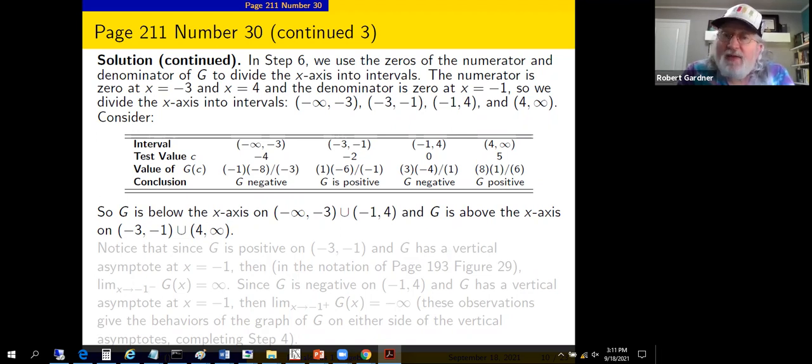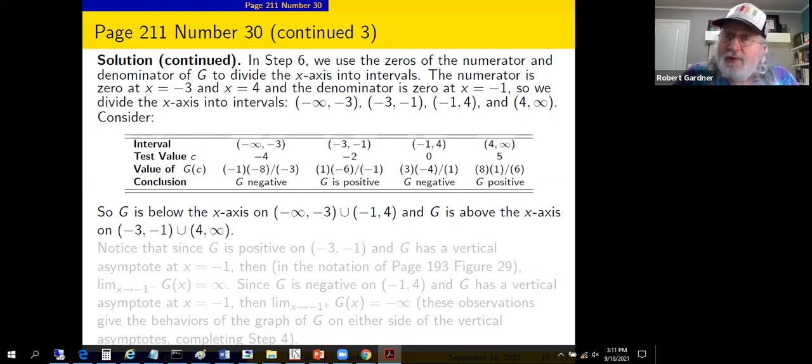Well, this positive negative stuff tells us where the function is above the x-axis, that is where it's positive, or below the x-axis, that is where it's negative. Below the x-axis, where it's negative, that would be here and here. So we'll take the union of those two. Above the x-axis, where the function is positive, would be this and this, union together. There's where we've got the positive and the negative.